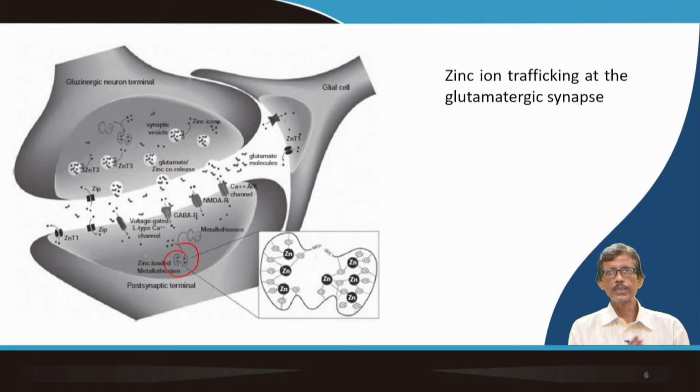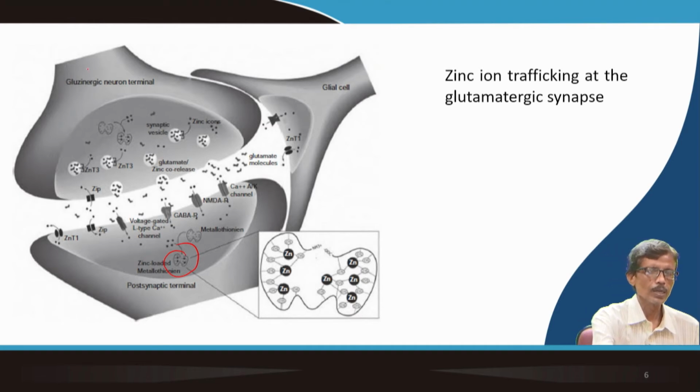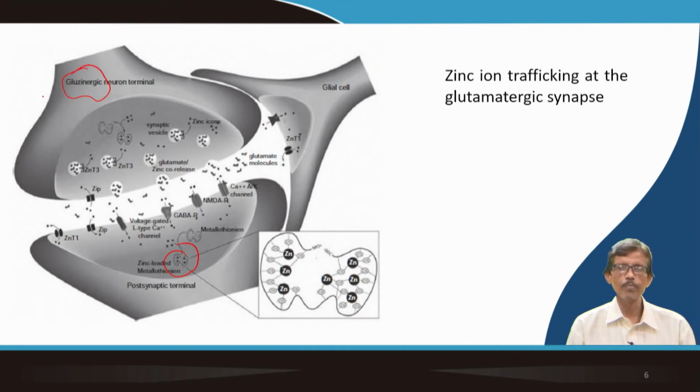And the movement of zinc ion trafficking at the glutamatergic synapse, sometimes we also call it glutinergic, a different name, but if you remember it nicely, it is also similar. You have the glutamate and the glutamatergic synapses, and this is also your glial cell, another part basically. These are postsynaptic, the neuron terminal.